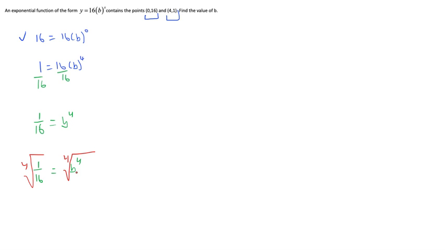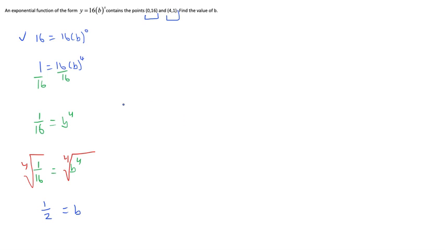What is the 4th root of b to the 4th power? Well, that just equals b. That's what we want, we want to get what b equals. Well, what is the 4th root of 1 over 16? That's just going to equal 1/2.